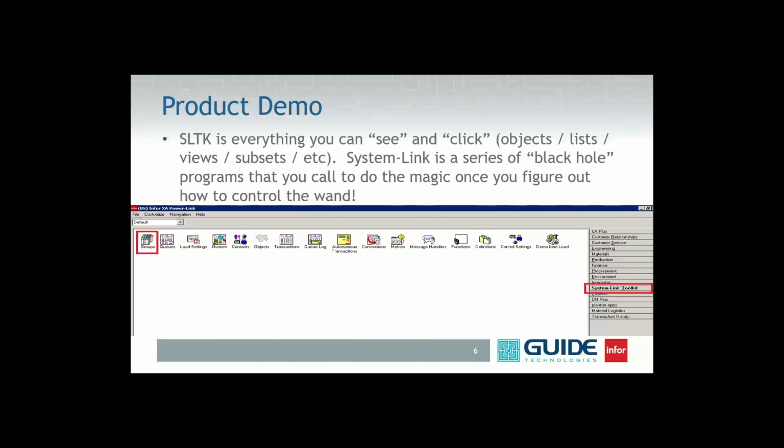So with that, I'm going to turn it over to Dan. I just want to say that everything you see today that Dan's going to show you is really part of the toolkit. SystemLink itself is kind of a black hole, if you will, and you have to know how to send the request to it and get the response back. And that's really what the toolkit handles. So everything you can click on, everything you see as far as objects here, is what you get when you purchase the toolkit. So with that, let me make you presenter, Dan. Okay, you can take it away.